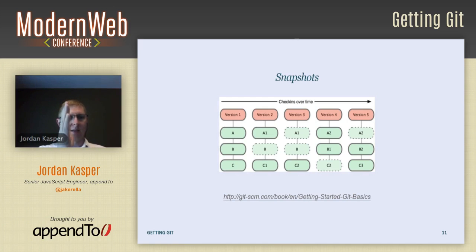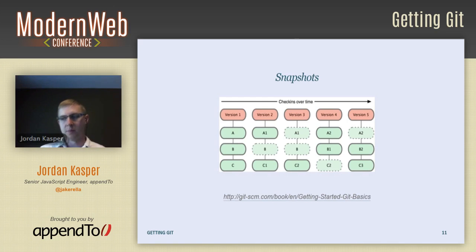The snapshot, the commit itself, is the entire repository at that point in time. You see version 2 and 3 and 4 and 5. Each of those commits is a snapshot of the entire repository. And so even though in the diagram file B doesn't change in version 2 and 3, the commit is still a hash of the entire repository. It's a snapshot of that entire repository.